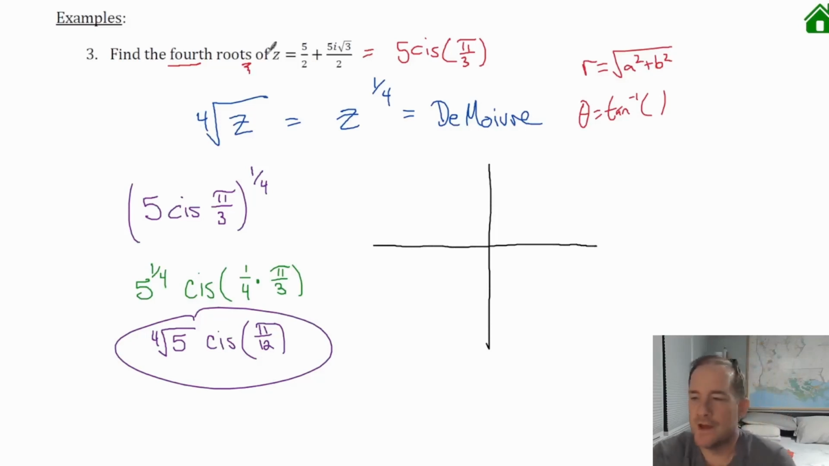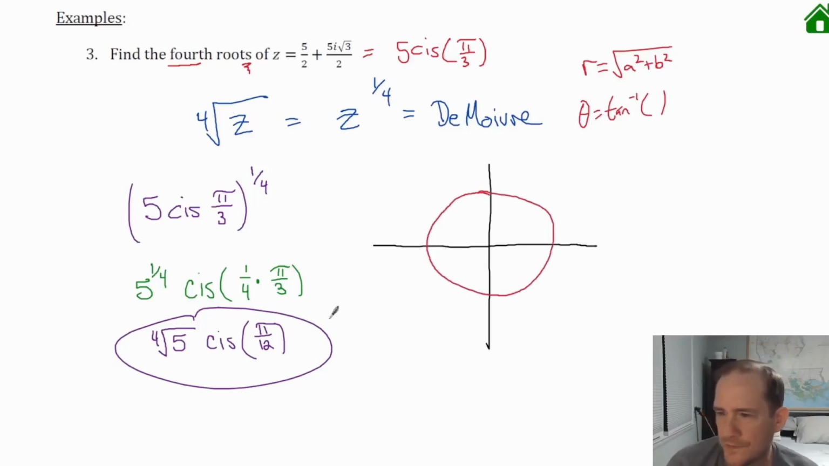And pi over 12 is half of pi over 6, and pi over 6 is 30, so pi over 12 is 15 degrees. So imagining a whole entire circle, I'm just going to go the 4th root of 5 units out along a 15 degree angle. So my first 4th root is like right there. But you know there's how many 4th roots? Aren't there 4? Well, so I got to find the others, right? We got to find B and C and D.